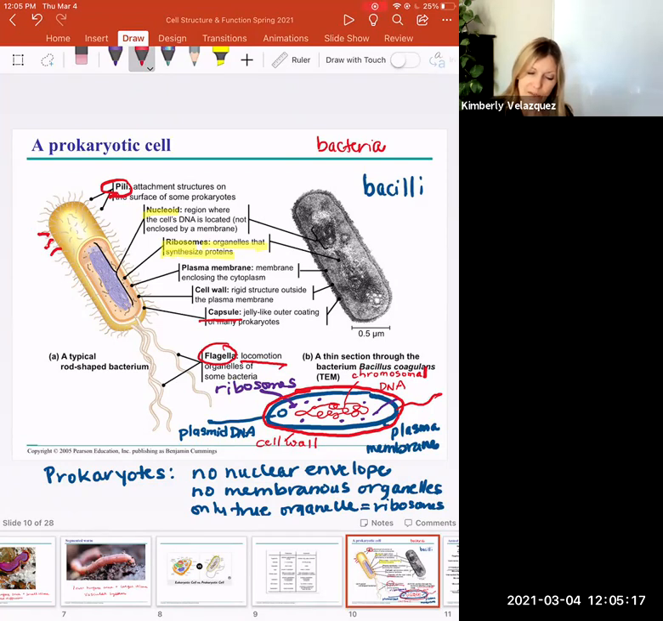So prokaryotes, very simple in structure, no nuclear envelope. The DNA is just free in the cell. They're all single-celled. No multicellular prokaryotes. If something is single-celled, it means the entire organism is made of just one cell. No membranous organelles. The only true organelles or tiny organs in the cell are the ribosomes. And those have the same function that they do in eukaryotes. They're involved in assembly of proteins. Plasma membrane, cell wall. That's it.